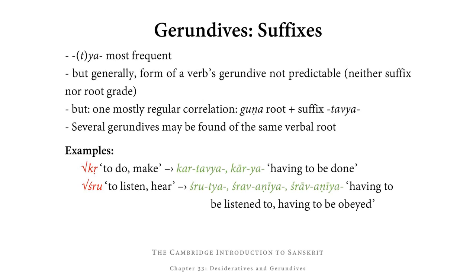Furthermore, we actually find several gerundives formed of the same verbal root in a number of cases. So, for example, from kri, to do, to make, we find the gerundives kartavya and karya, both meaning having to be done. And of shru, to listen or to hear, we find shrotavya, shravaniya, and shravya, all of which mean having to be listened to or having to be obeyed.